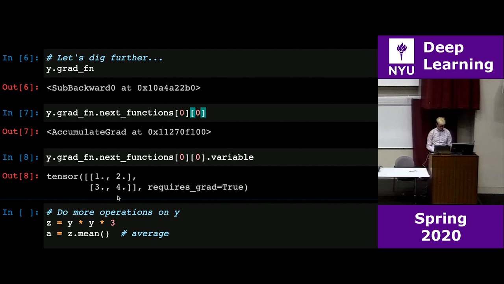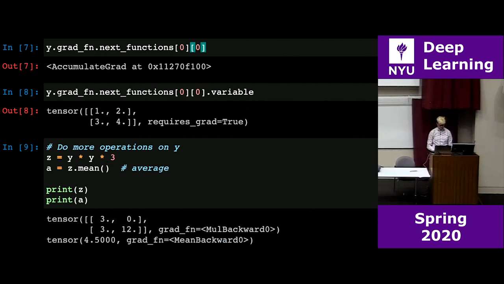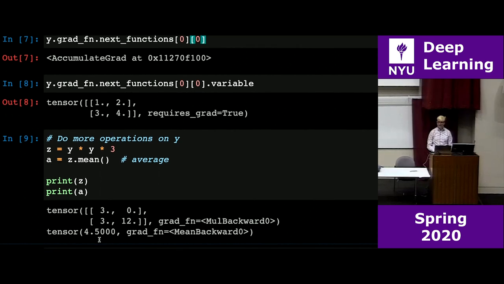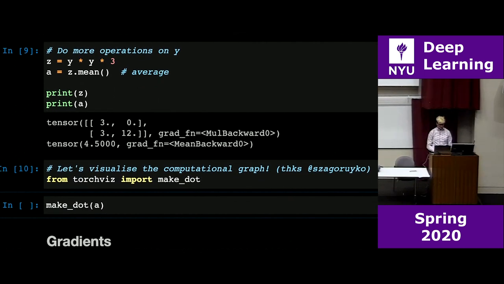All right, so let's now get the z, and z is going to be my y squared times 3, and then I compute my average. A is going to be the mean of z, right? So if I compute the square of this thing here, and I multiply by 3, and I take the average, so this is the square part times 3, and then this is the average. You can try it if you don't believe me. All right, so let's see how this thing looks.